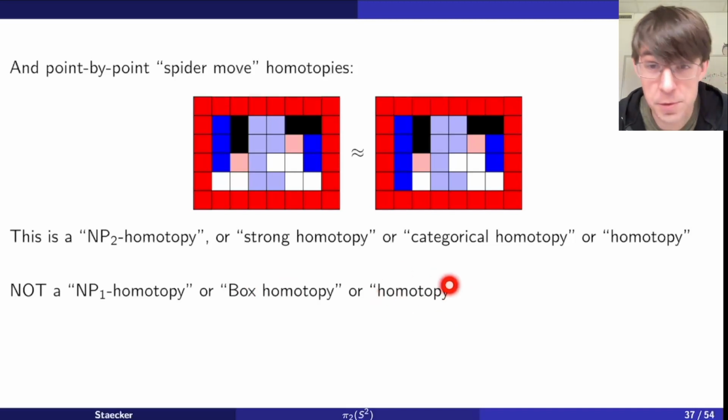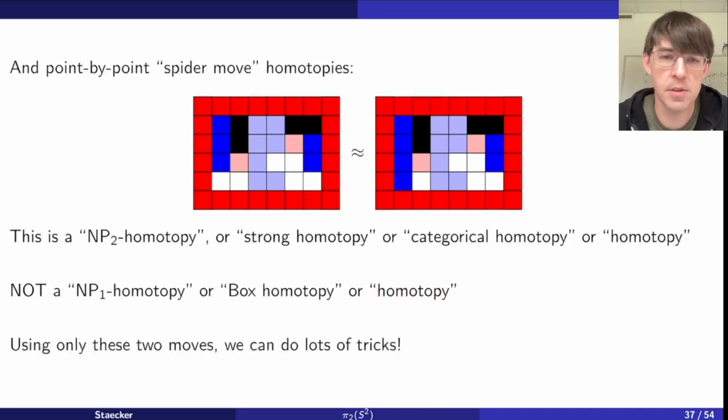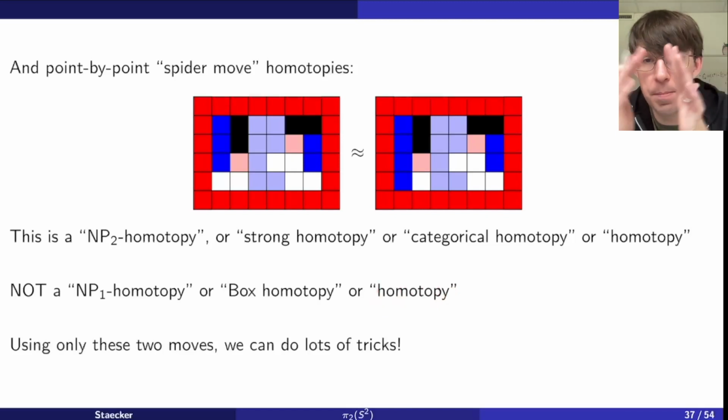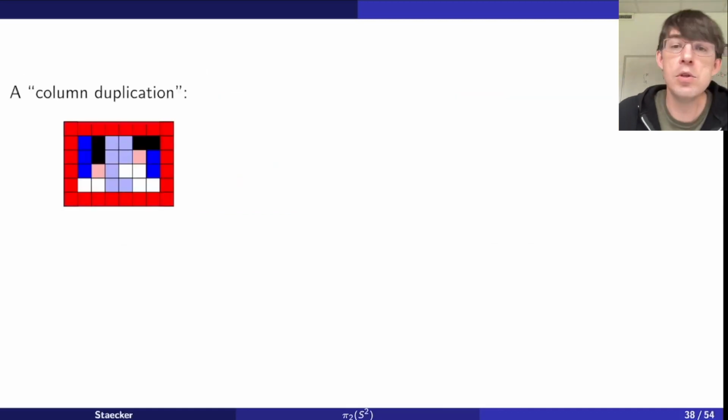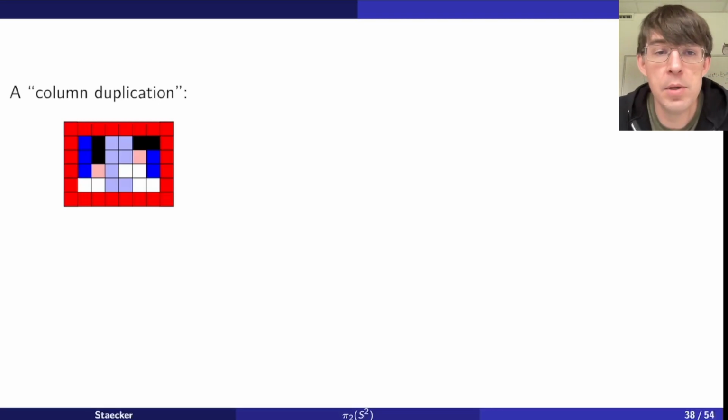Unfortunately, the box homotopy is also sometimes called just homotopy. It's a little confusing. Anyway, using only these two types of move, there's the trivial extension where you just make the box bigger and fill in dark reds everywhere, and then there's this point-by-point spider move. You can actually do a lot with only those two simple moves. For example, you can do what we call a column duplication.